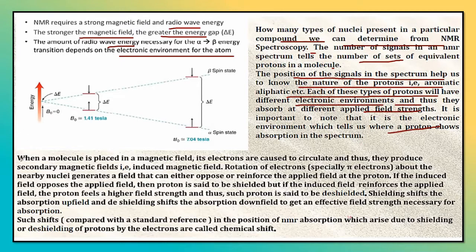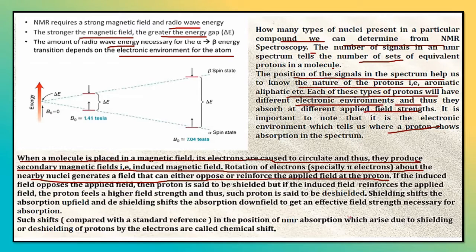When a molecule is placed in a magnetic field, its electrons are caused to circulate. They produce a secondary magnetic moment, an induced magnetic field. Rotation of these electrons about the nuclei generates a field that opposes or reinforces the applied field at the protons. So whenever a molecule is placed in a magnetic field, another magnetic field is generated by the atom itself, and that field opposes the proton's field. Thus it will be shielded, or it reinforces the applied field.